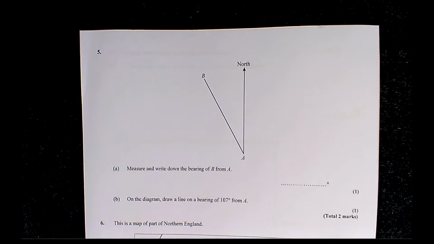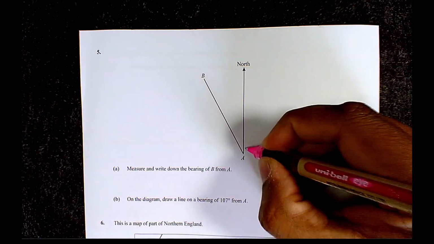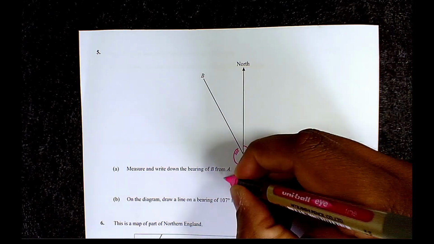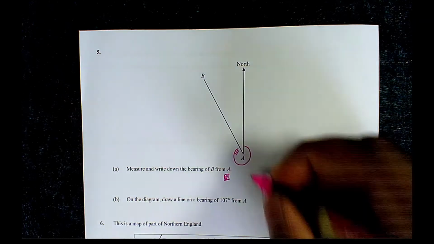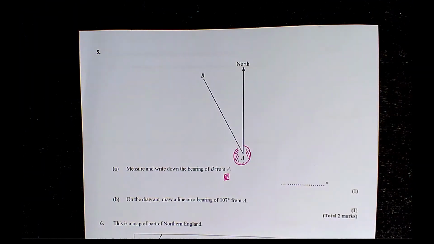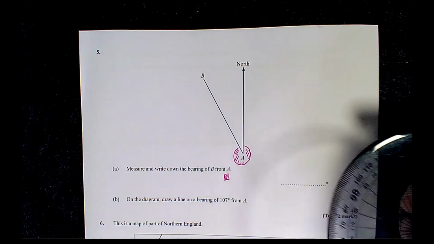So looking at question 3, we've been asked to measure and write down the bearing of B from A. Now B from A is going to be this bearing here, which is a reflex angle. So let's call that in pink. So it's this angle here that we're asked to find. Now again, this is a reflex angle, so it's going to be very difficult for us to measure with our 180 degree protractor.